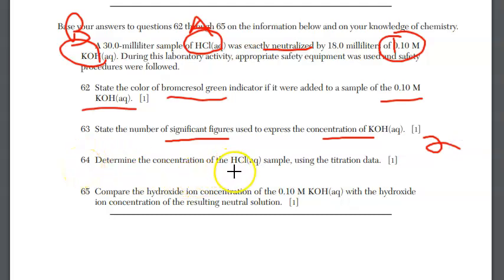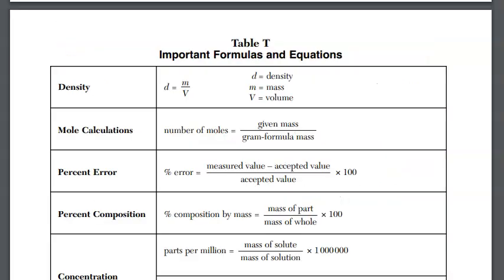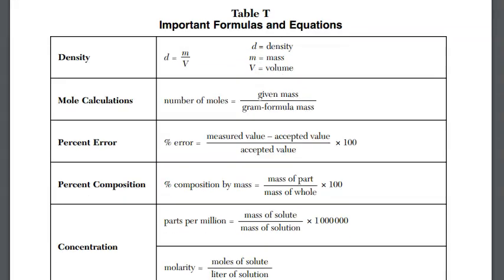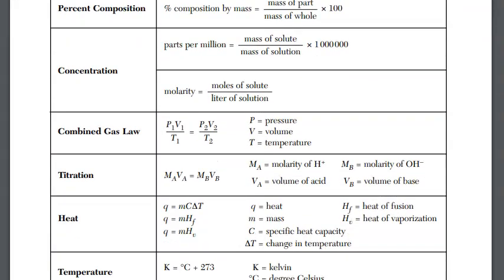For 64, determine the concentration of the HCl sample using the titration data. Let's go to reference table T, we'll get the equation, and then we'll come back and plug in. I'm here at reference table T. I'm going to go ahead and scroll down. And here is the titration equation. Molarity of an acid times the volume of the acid is going to be equal to the molarity of the base times the volume of the base.